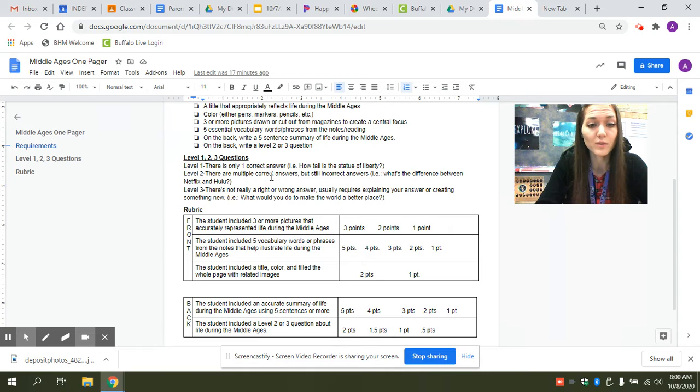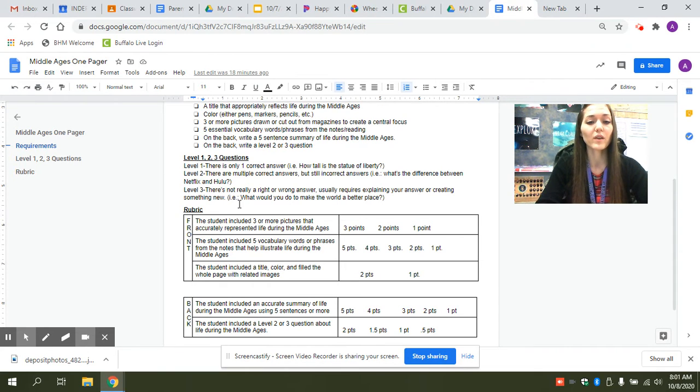Level 2, there are multiple correct answers, but still incorrect answers. For example, what's the difference between Netflix and Hulu? So comparing and contrasting is a really good level 2 sort of thinking. Because there's going to be a lot of correct answers, especially when we look at this example question, right? There's a lot of similarities between Netflix and Hulu. Sometimes they even have the same shows or movies, but there's still incorrect answers. Like you couldn't say that they're the same price to stream both of these because they both have different prices. Okay, so even though there's a lot of correct answers, there's still some that would be considered incorrect.